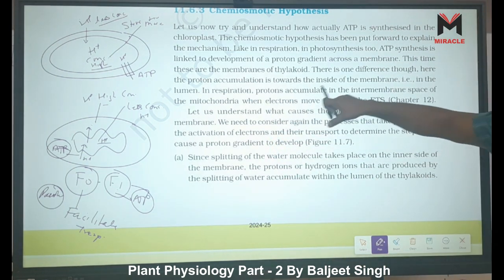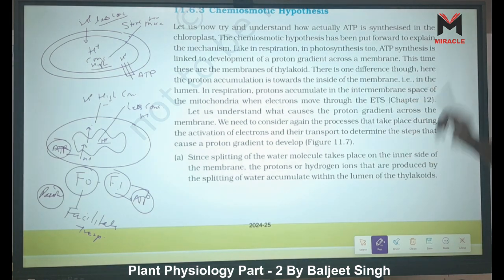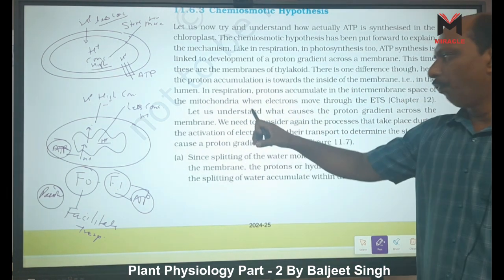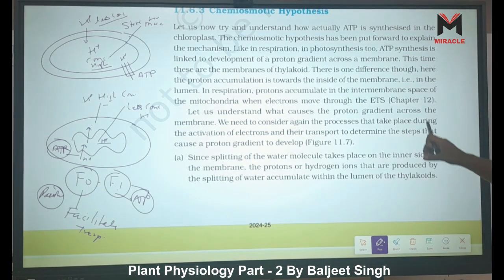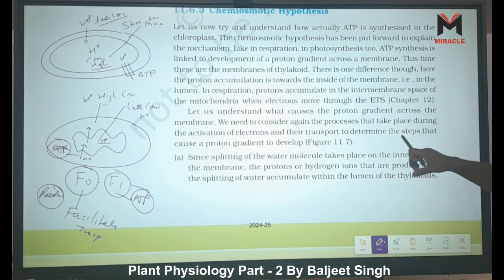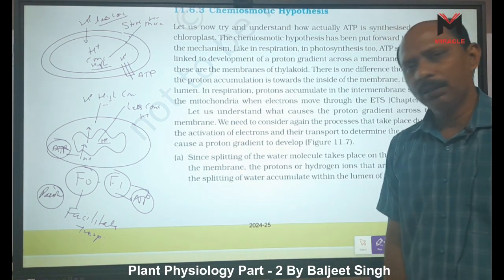In respiration, protons accumulate in the intermembrane space of the mitochondria when electrons move through the ETS. Let us understand what causes the proton gradient across the membrane. We need to consider again the process that takes place during the activation of electrons and their transport to determine the steps that cause a proton gradient to develop.